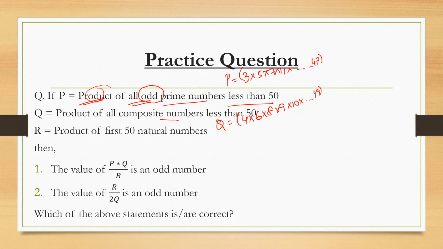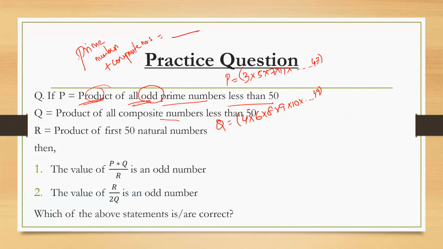Now, what is the concept that we learned in the first class regarding the same? If I say prime numbers plus composite numbers, what will this give me?